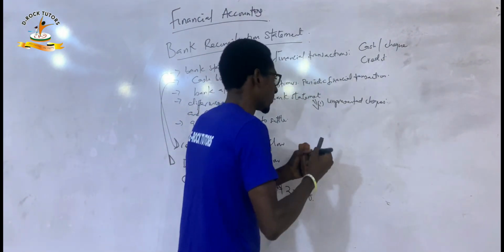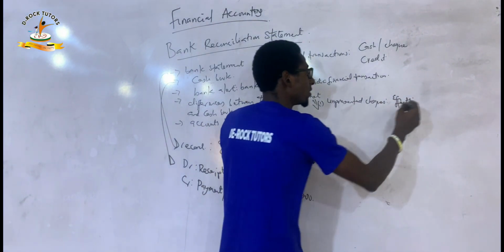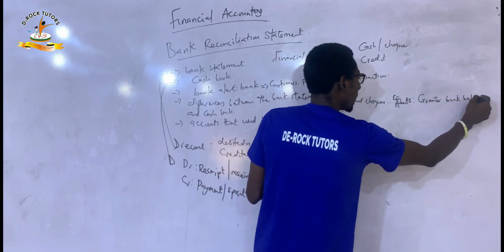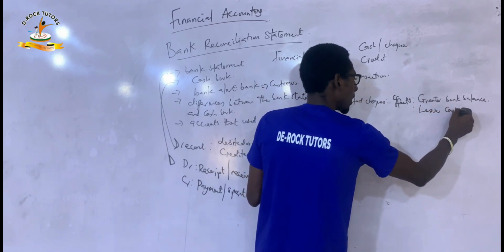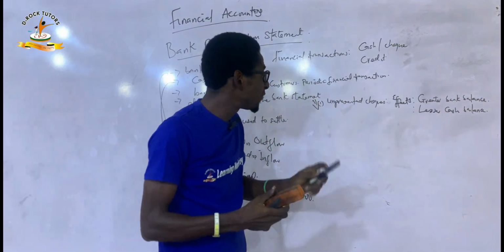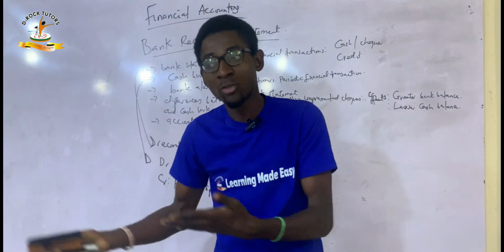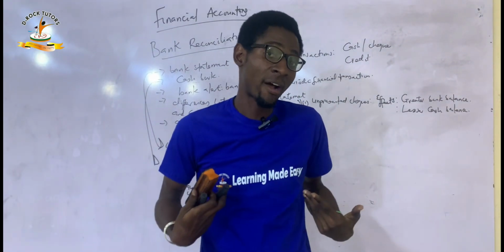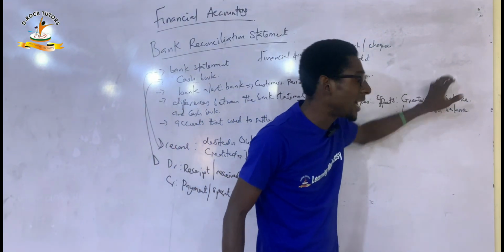These are the things you have to understand. The effect of this is that it will cause a greater bank balance and a lesser cash balance. These are the important things you have to understand. It happens because the amount has not been presented in the bank. So in your mind, you feel, okay, I have 23,000 naira, I've written a check of 3,000 naira, that means I have 20,000. So the bank statement balance will be higher than the cash book balance.